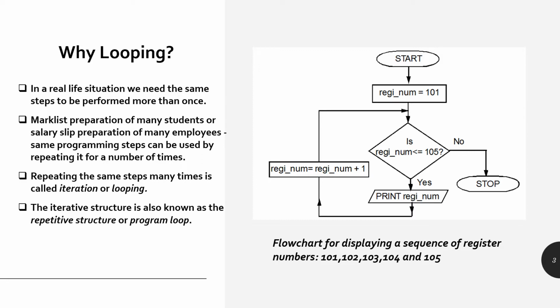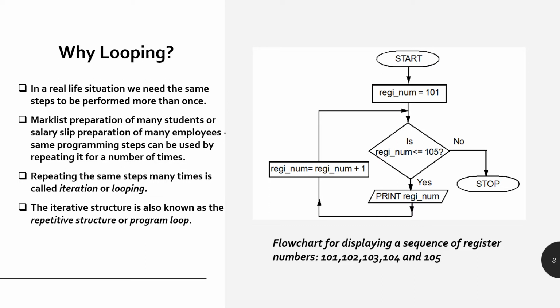Our aim is to display register numbers starting from 101 to 105. For that, what we need to do is first specify where we need to start. That is what is specified here, and it is called initialization of the loop.